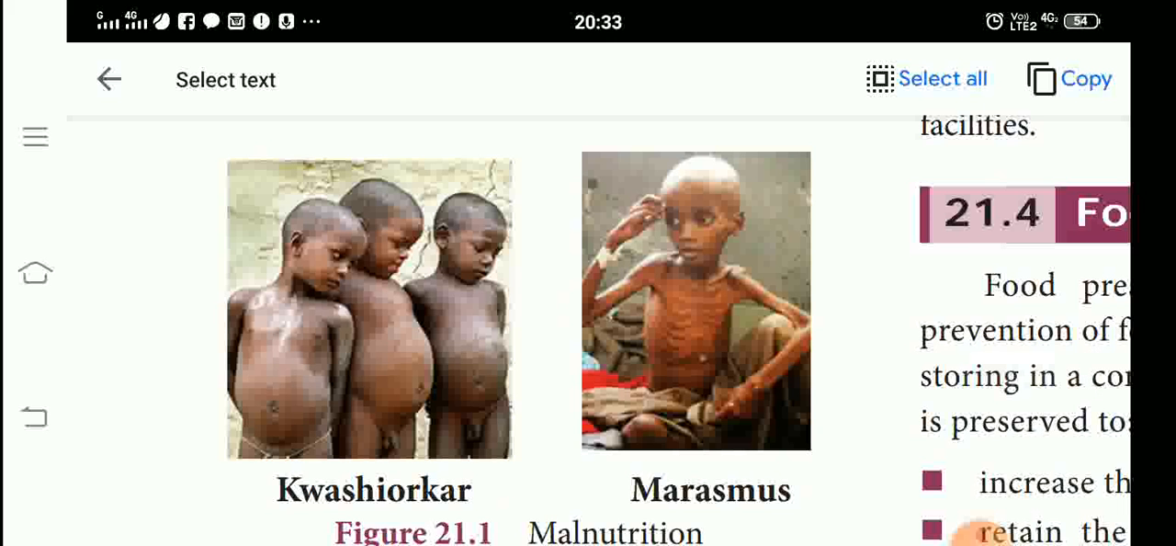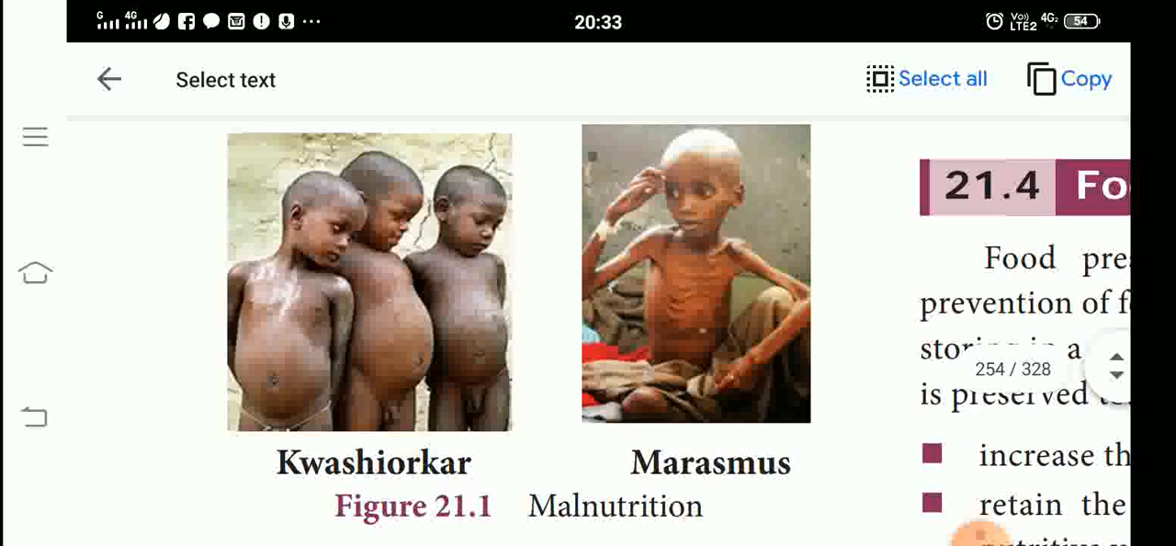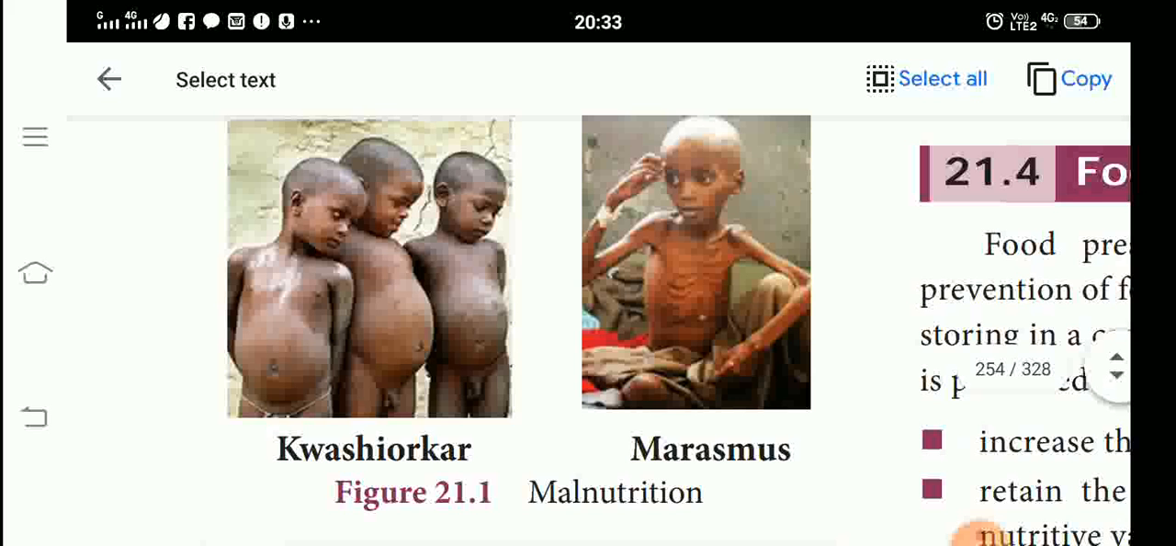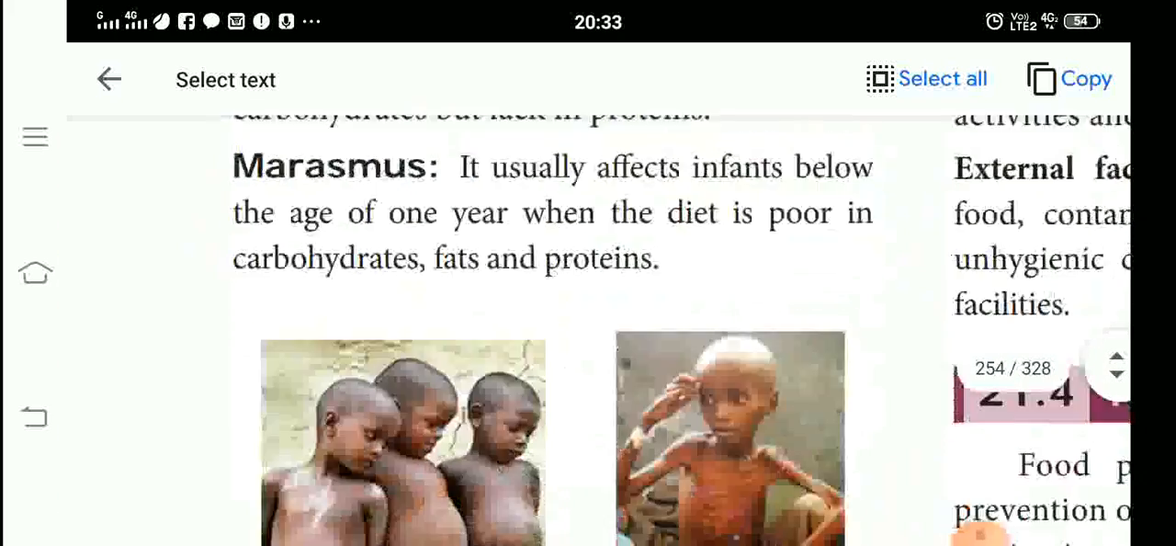Their food is deficient in protein. They are not taking sufficient amount of protein. So it will lead to kwashiorkor. These two are important protein deficiency diseases. Okay. Then next we are going to see food hygiene. What is the topic? Food hygiene.